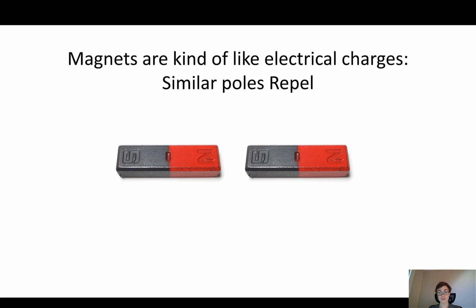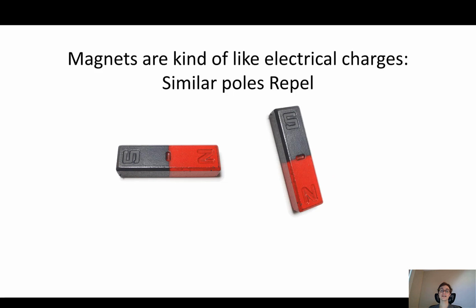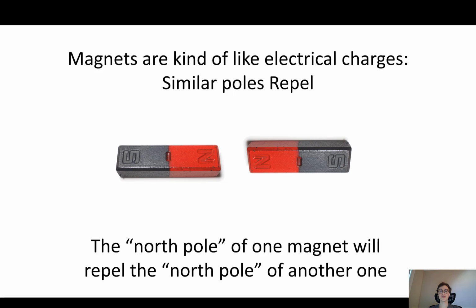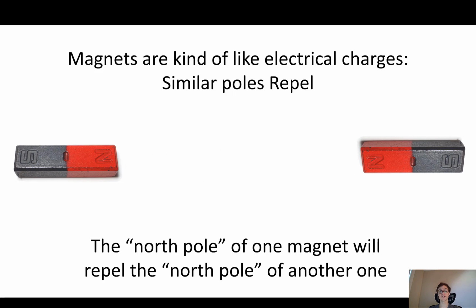Now, they're also sort of like electrical charges in the case that similar poles repel. So, the north pole and the south pole, they stick. But if you have the north pole and the north pole, and you put them next to each other, you're going to push away from each other. So the north pole of one magnet will repel the north pole of another one, and you'll feel a push.